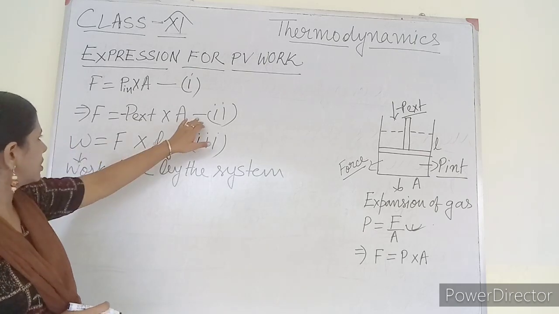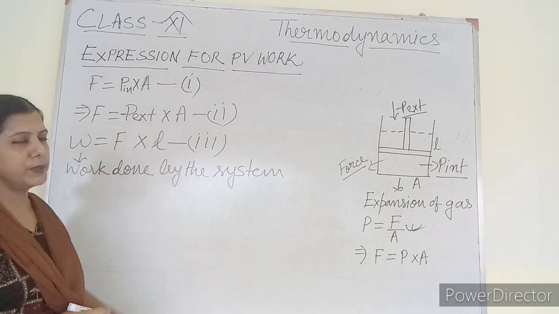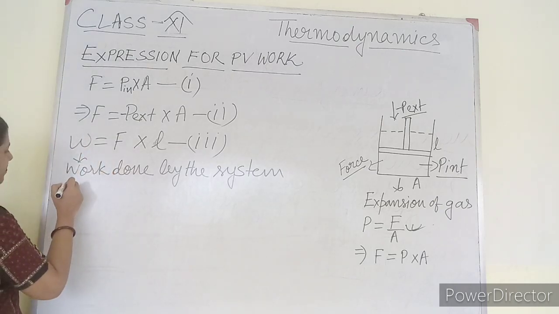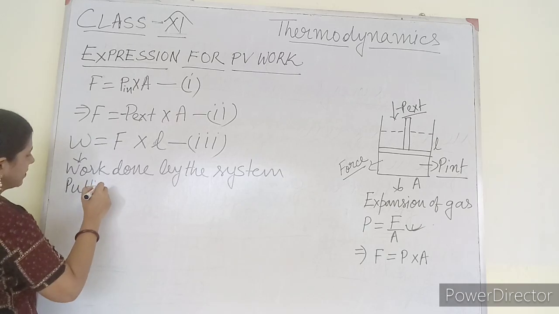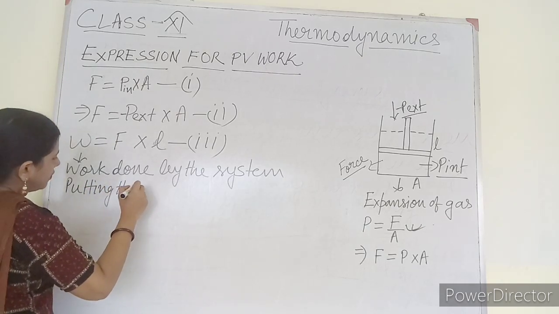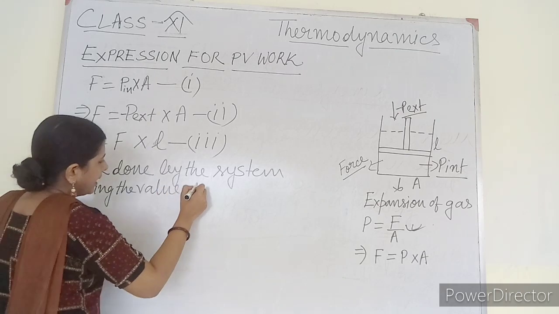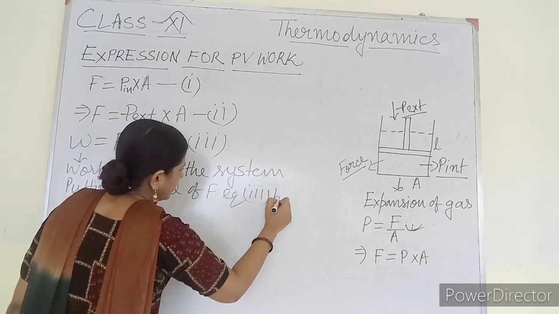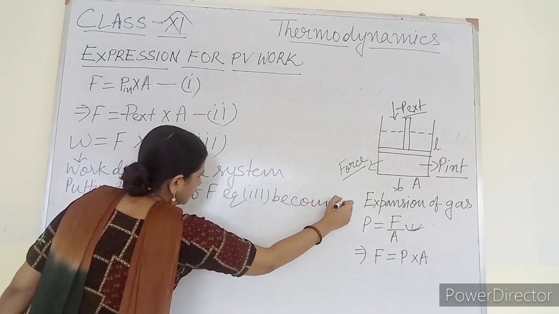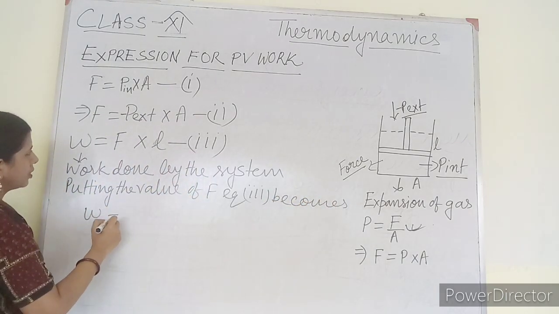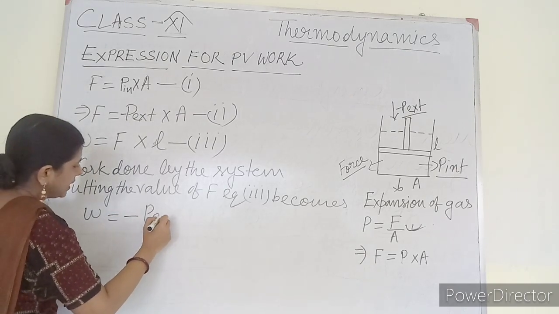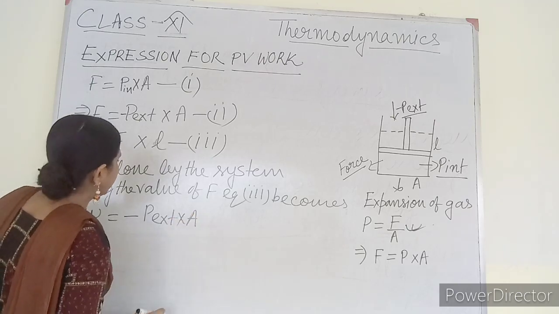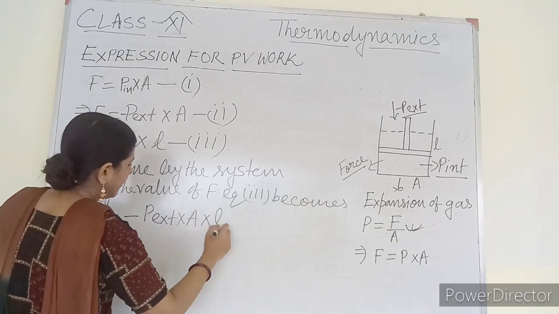Now in equation 2, F equal to minus of P external into A, that value I will put here. So putting the value of F, equation 3 becomes W equal to minus of P external into A into L.